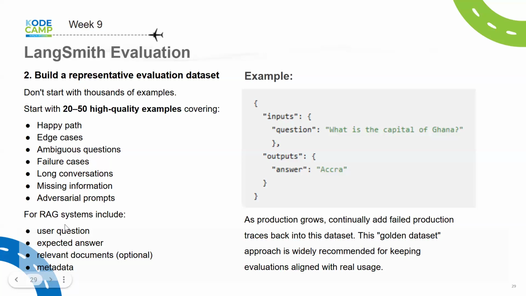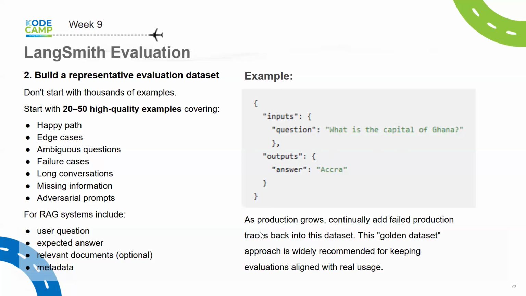Then if your system includes a RAG, you can also include the user question, the expected answer, what the answer should look like, and then the relevant documents that should be referenced, and then metadata. So this is an example, set up as a JSON. And you can see the JSON has inputs, question, what's the capital of Ghana, output, answer is Accra, right?